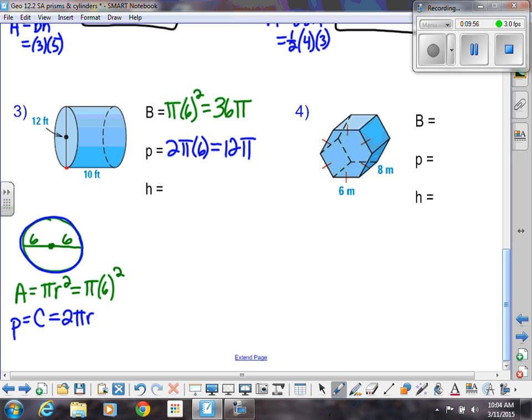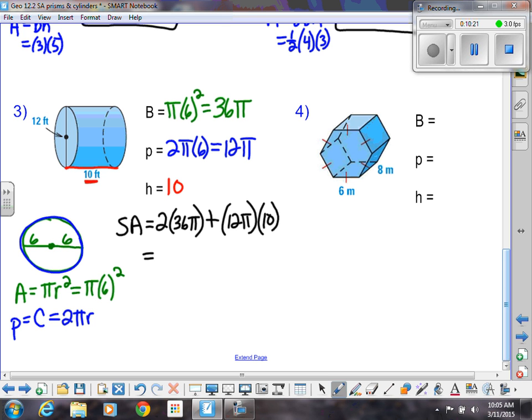All right, and so our height, the height goes from circle to circle. So if I start at this circle and go to this other circle, that is 10. Okay, so my height is 10. So I have all my pieces to do this surface area. So my surface area is 2 times capital B, which is 36 pi, plus P, which is 12 pi, times 10.